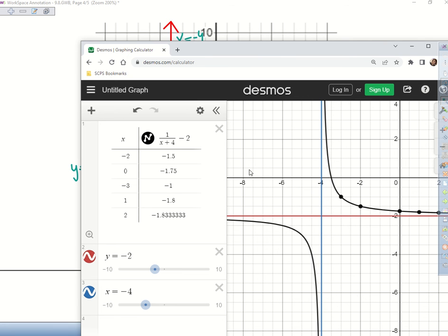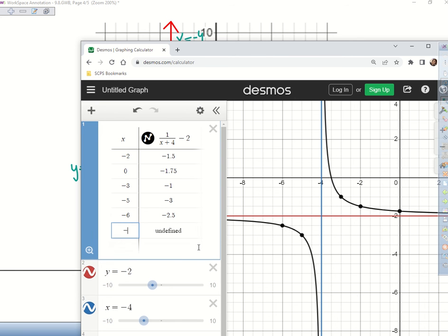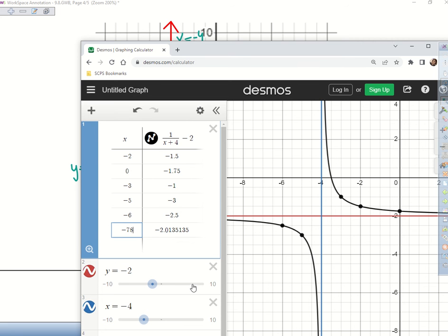What would I want to put in for x to get some points over here? I don't have anything over here, so what should I put in for x? Negative 4. That'll work. Negative 4 is actually the asymptote, so that'll be undefined, right? Negative 5, good. Negative 5 will be good. What about maybe like negative 6? Positive. And then maybe we'll try negative 8. So those are going to give me a few points on the other side of the graph. You could also try negative 7. But I think negative 8 is a little easier to work with. Not negative 78. That's really not good.